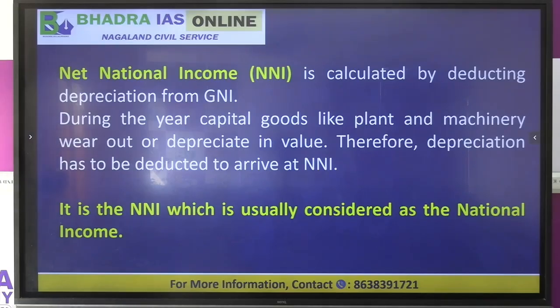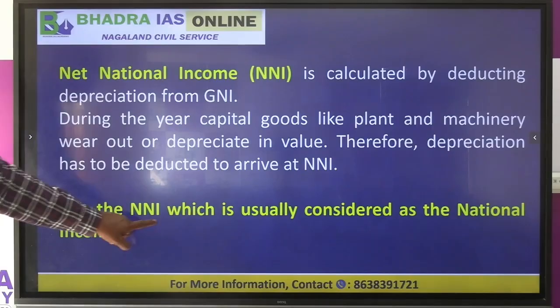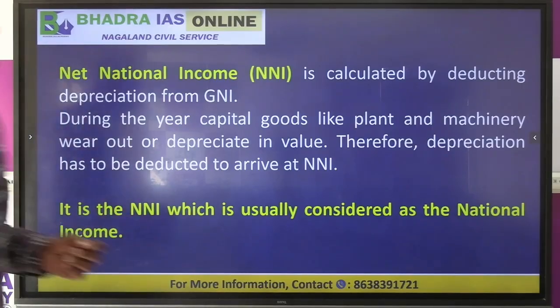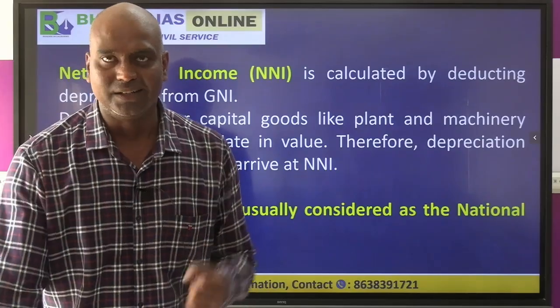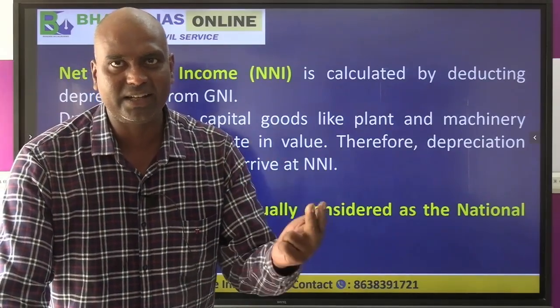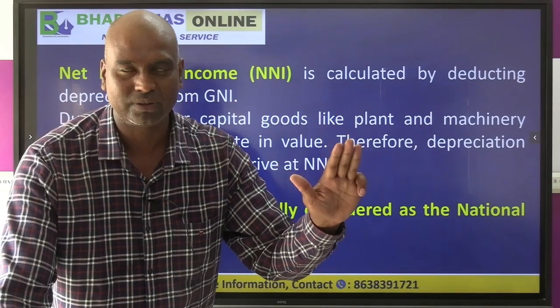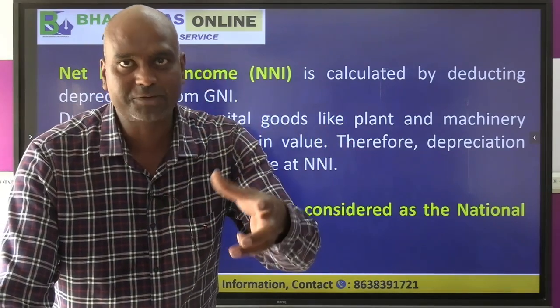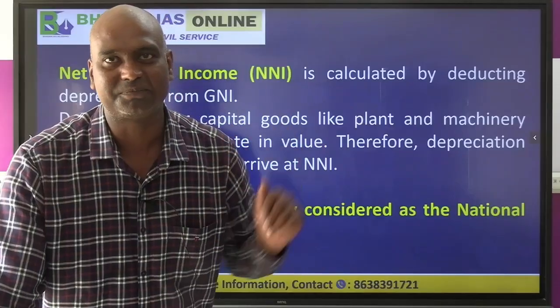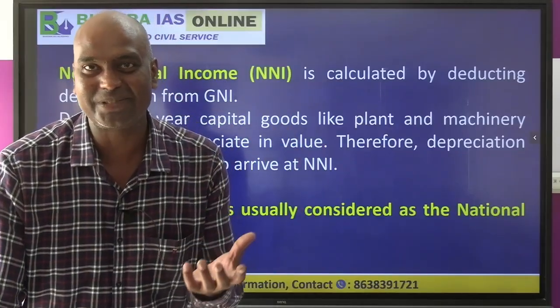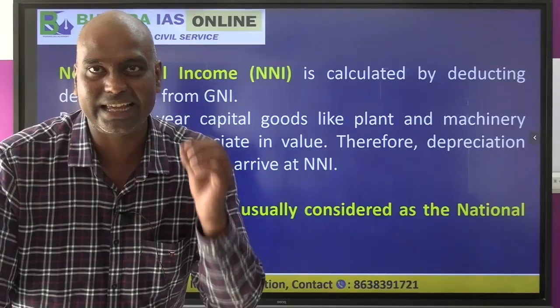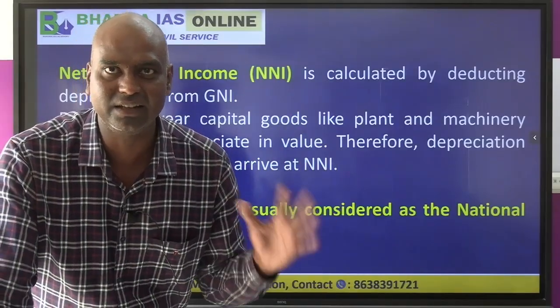So NNI is GNI minus depreciation. Now in the exam you might get one question: technically, which is the national income? Technically the NNI is the national income. Suppose in your exam you get the options GDP, NDP, GNI, NNI, all four. Out of these four, which one is the national income? It will be very confusing. So the correct answer is NNI is the national income.